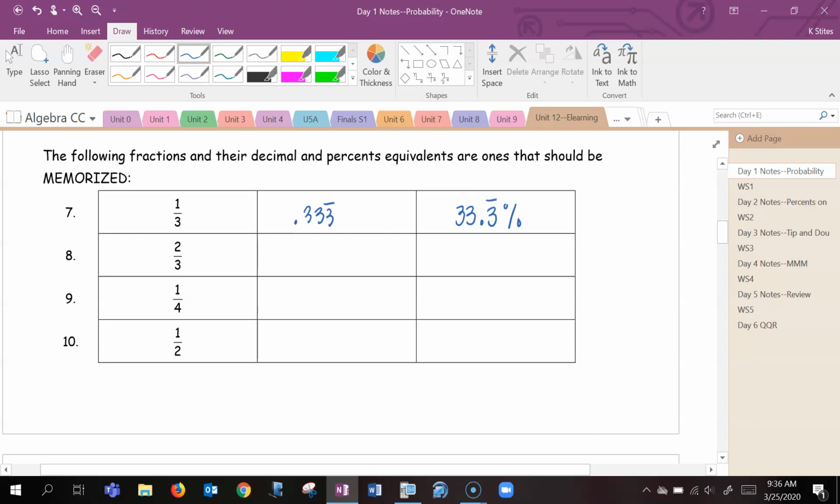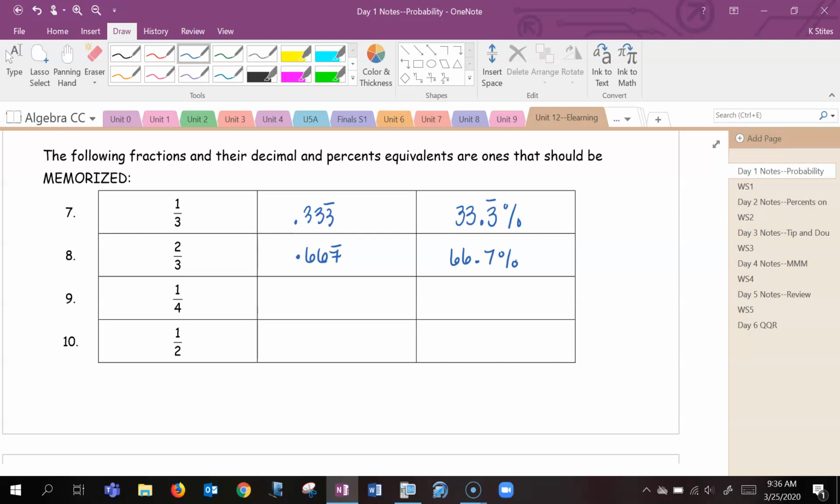2/3 is just double 1/3. That's our 0.667 repeating. If you go to the deli and you ask for 2/3 of a pound, it's over half, because 2 is over half of 3. That's 66.7%. You can type all of these into your calculator just like we did above. But like I said, these are ones you should be able to do without a calculator.